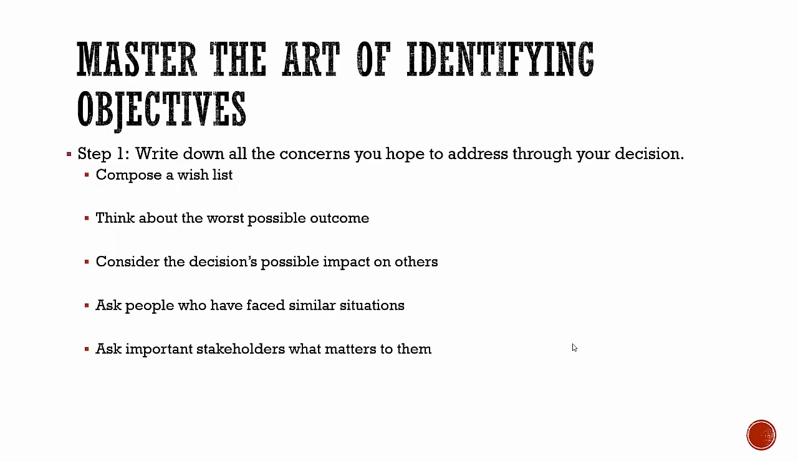Mastering the art of identifying objectives. Step 1, write down all the concerns you hope to address through your decision. So compose a wish list of all of the different goals you hope to achieve. Think about the worst possible outcome for making this decision. Consider the decision's possible impact on others. Ask people who have faced similar situations. And finally, ask important stakeholders what matters most to them.